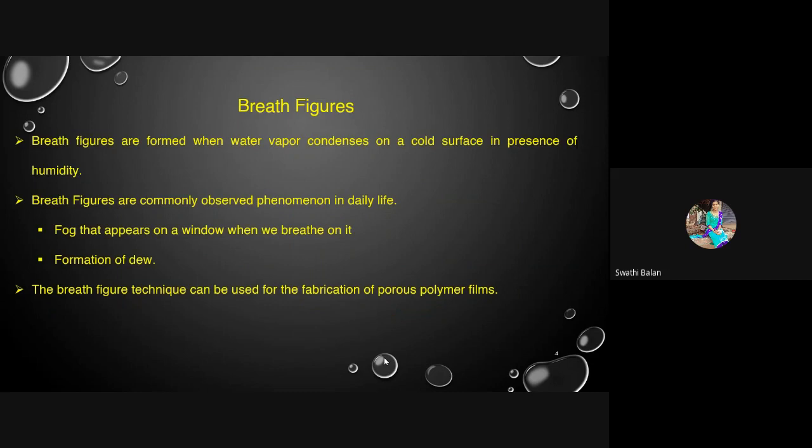Now, what are breath figures? Breath figures are formed when water vapor condenses on a cold surface in the presence of humidity. Breath figures are a commonly observed phenomenon in daily life, like the formation of dew, or the fog that appears on a window when we breathe on it.